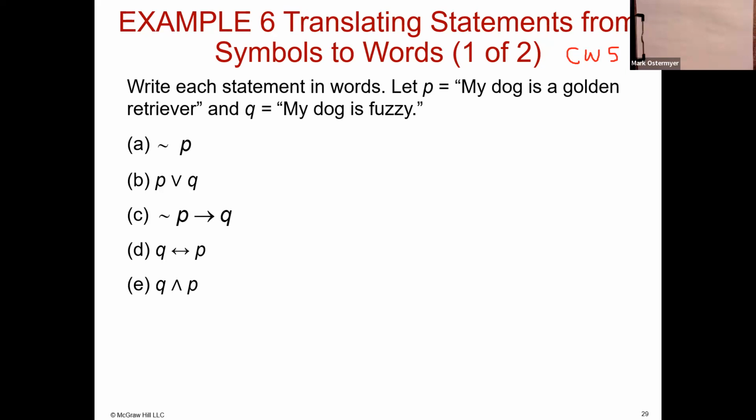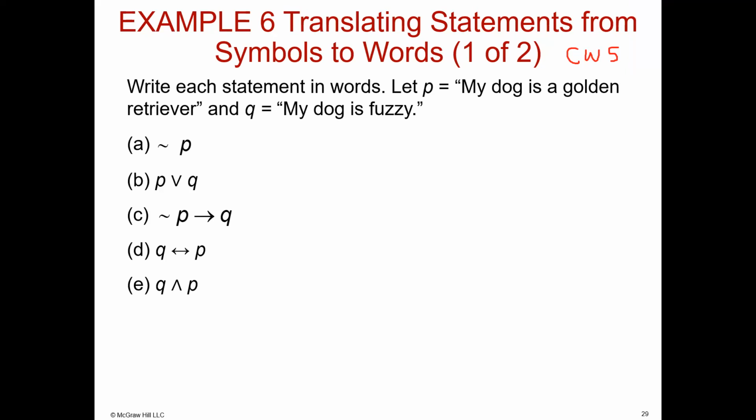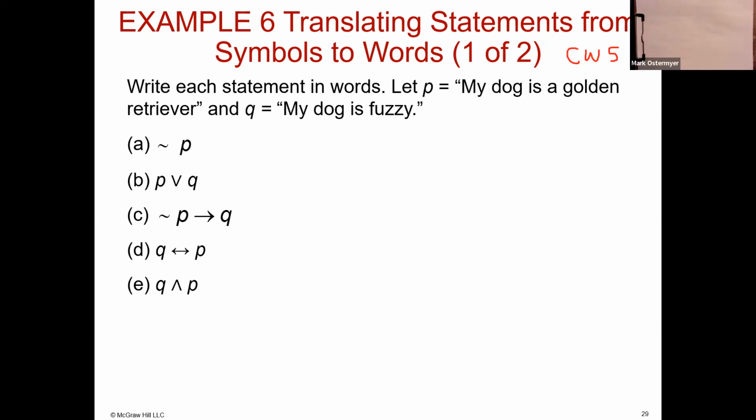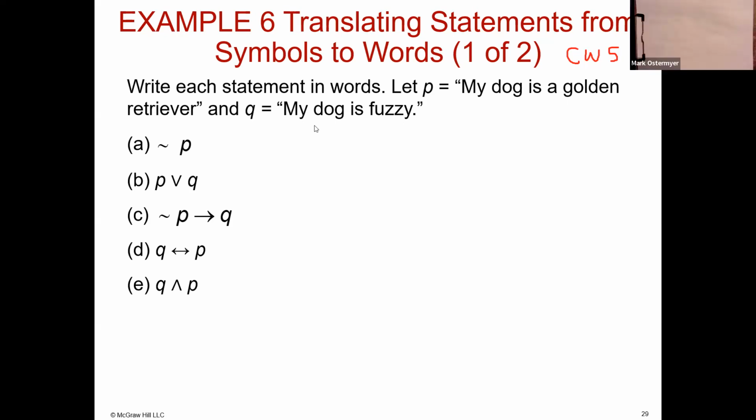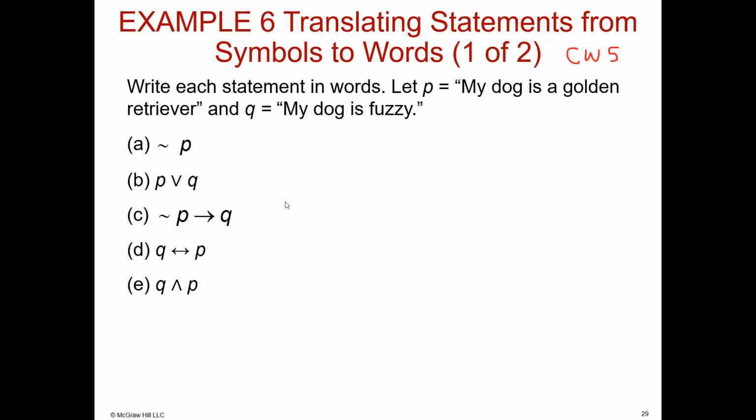B, how would we describe it? I know the upside down V is or, but I didn't know how to put it in words. You just put the word or in between the statements. That's all you have to do. So my dog is a golden retriever, or my dog is fuzzy. That's all you have to say. Even if the sentence doesn't make sense, you just write it how it is.